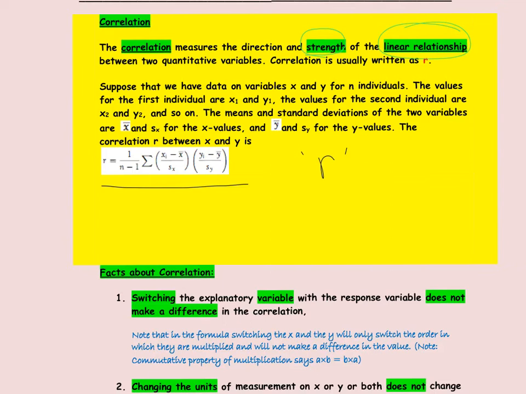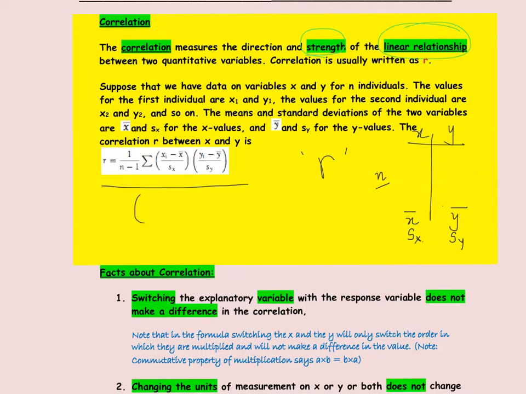So let's look at this. We are looking at the relationship between two variables, our explanatory variable x and the response variable y. So x has its mean x bar and y has its mean y bar. Every quantitative data set has a standard deviation. Let's say S subscript x is the standard deviation of the explanatory variable, and S subscript y is the standard deviation of the response variable. And n, of course, is the number of entries or the sample size. So using all these numbers, we can figure out the correlation.